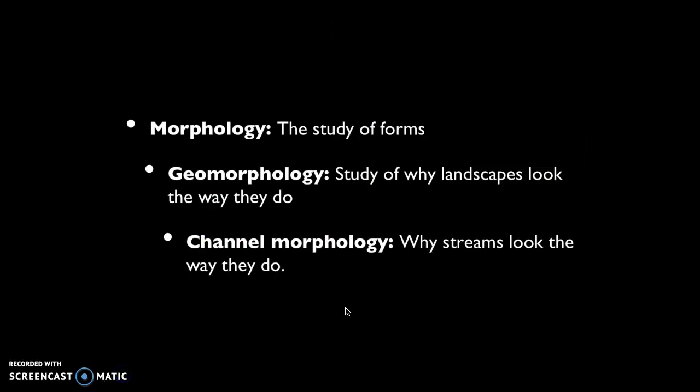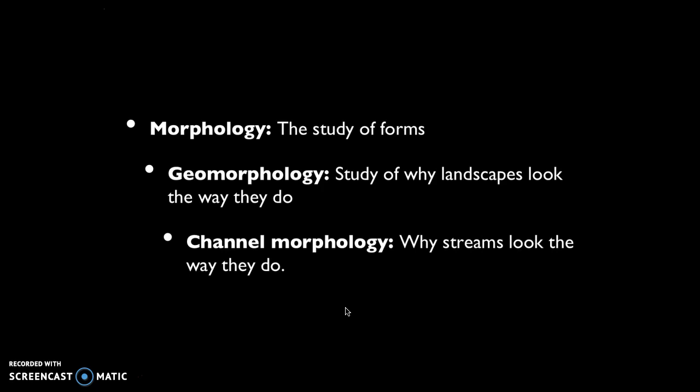So now we're going to get a little bit into the different types of streams that you can have. And in order to do so, I'm going to define a few terms before we continue. So morphology is going to be the study of forms. Geomorphology is going to be the study of why landscapes look the way that they do. So in geology, there are many, many branches that you can take in your career. Geomorphology is one of them. So geomorphologists, for the most part, work with surface features, right? Because that is where landscapes are.